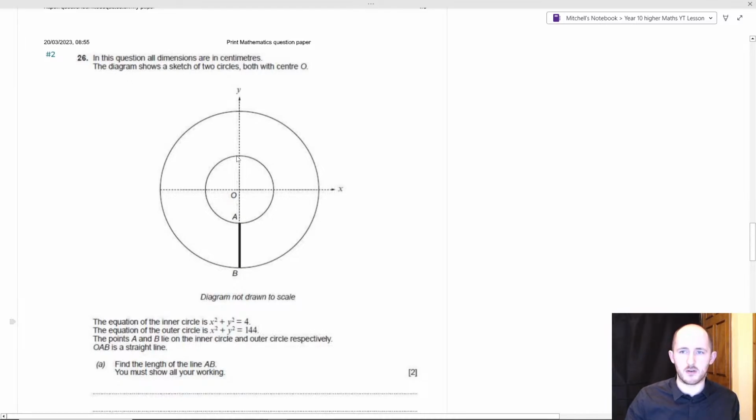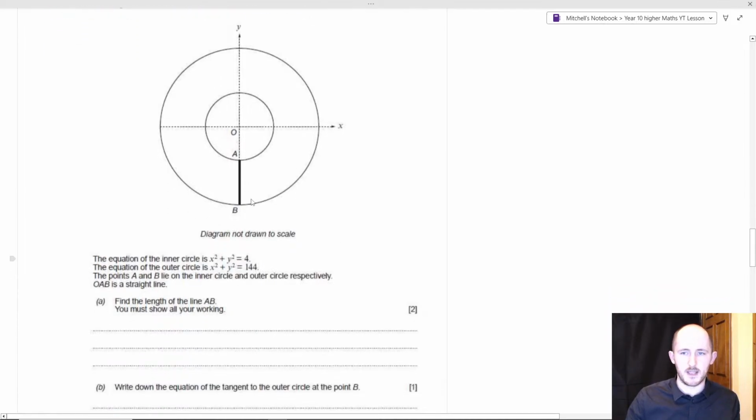And we have 2 circles, and they're both centred on O, because again, GCSE we tend to be. And the equation of the inner circle is x squared plus y squared is equal to 4. Okay? The equation of the outer circle is x squared plus y squared is 144. So work out the length of the line AB.